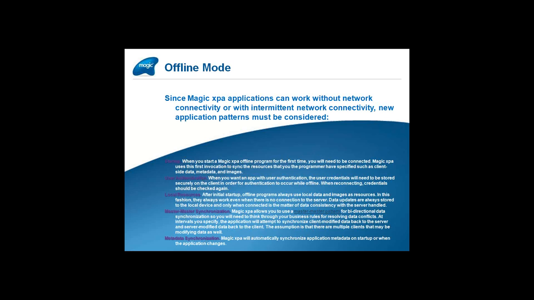So since Magic XPA applications can work without network connectivity or with that intermittent network connectivity, new application patterns have to be considered. How you build your app changes. Now in startup, for example, when you start a Magic XPA offline program for the first time, obviously you need to be connected. Now you might say, well, why? It's offline. But you've got to be connected in order to get those server resources that are essential to the initial state of the app to be resident on the local device. So Magic XPA uses that first invocation to sync those resources that you, the programmer, have specified, such as client-side data, metadata, and images.